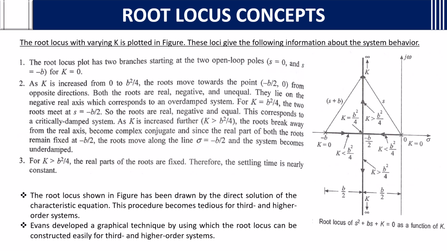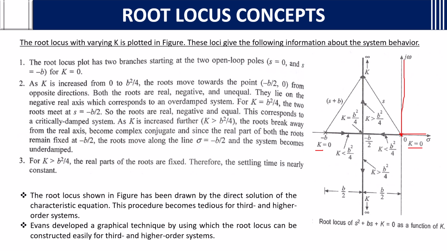We'll see how this graph is explained. The root locus has two branches starting at two open loop poles, that is s equals 0 and s equals minus b, when k equals 0. See, when k is equal to 0, s is equal to 0, it is starting from here. This is the imaginary axis, and this is the s plane.